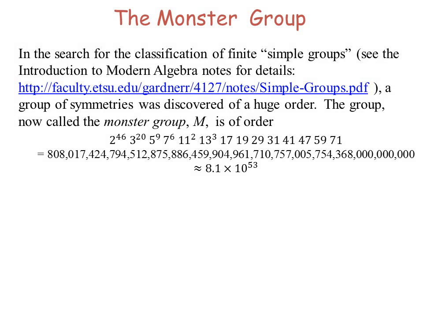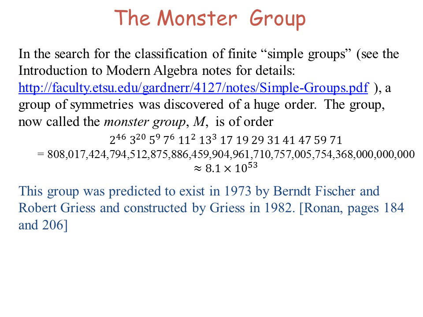A topic covered in Introduction to Modern Algebra is the topic of simple groups. The mathematical community spent over 30 years trying to classify finite simple groups. In this exploration, several sporadic groups of very large order were discovered. The largest one is called the monster. It is roughly of order 8.1 times 10 to the 53rd. This group was predicted to exist in 1973 by Bernd Fischer and Robert Griess, and constructed by Griess in 1982.